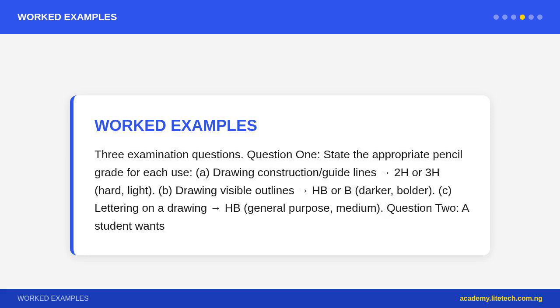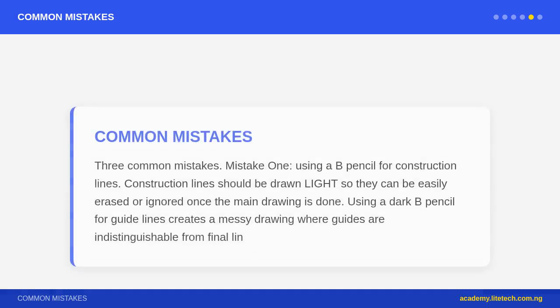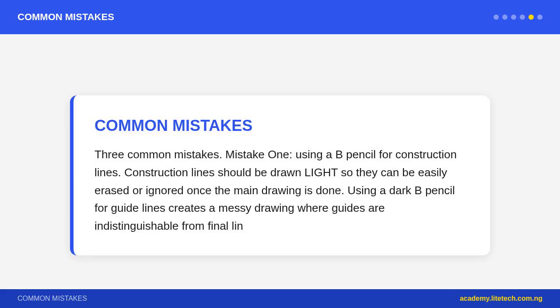Three examination questions. Question 1. State the appropriate pencil grade for each use. A. Drawing construction/guidelines: 2H or 3H, hard, light. B. Drawing visible outlines: HB or B, darker, bolder. C. Lettering on a drawing: HB, general purpose, medium.